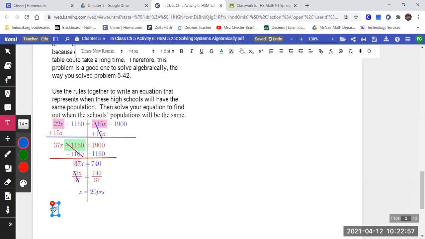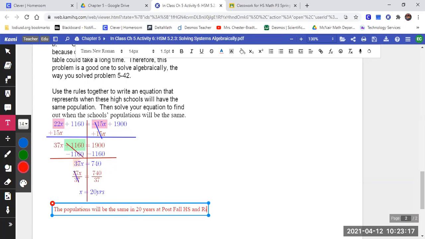So the populations will be the same in 20 years at Post Falls High School and Richmond High School. Yeah, abbreviate high school. Okay, are we okay with that? Now do you get how to do fractions now?